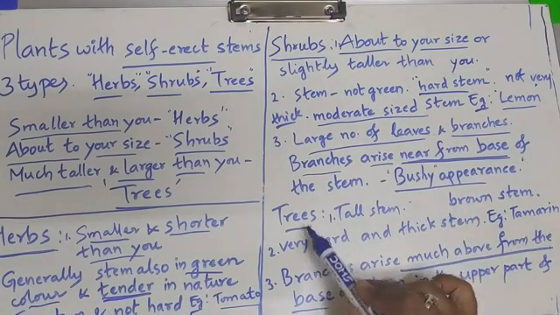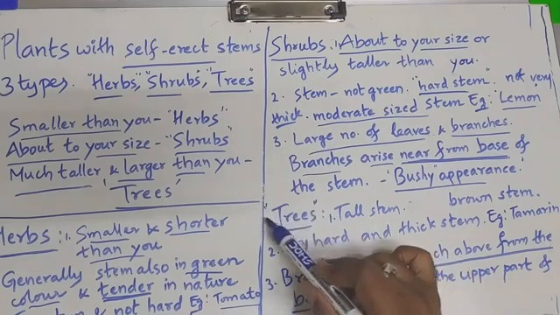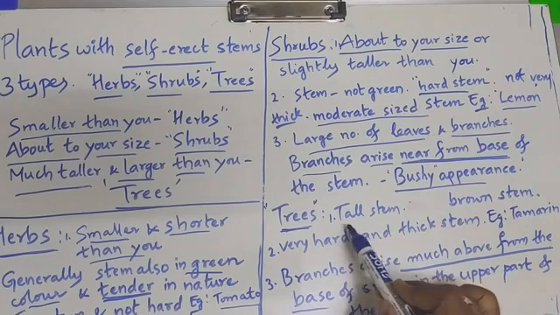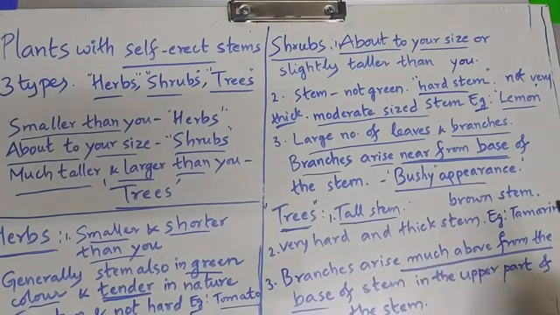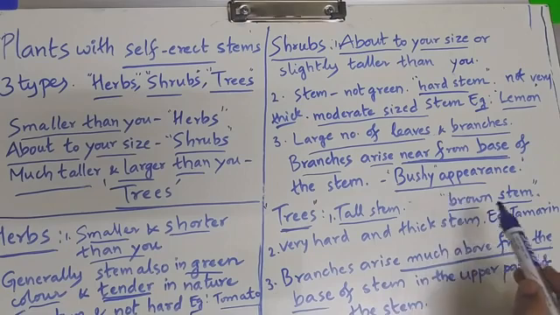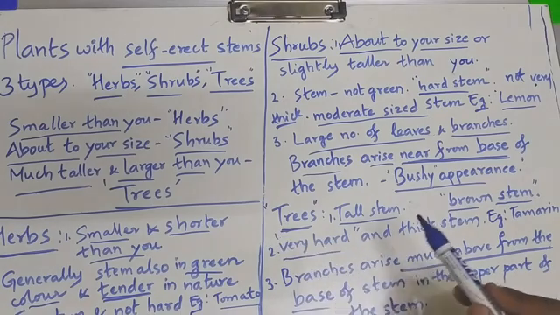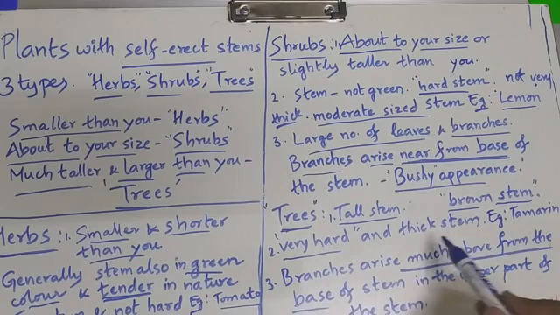So next, trees. These are the larger plants, much taller than our size. A brown stem is compulsorily present in them. Unlike herbs or shrubs, the stem is very hard in nature and very thick. It grows huge in size.